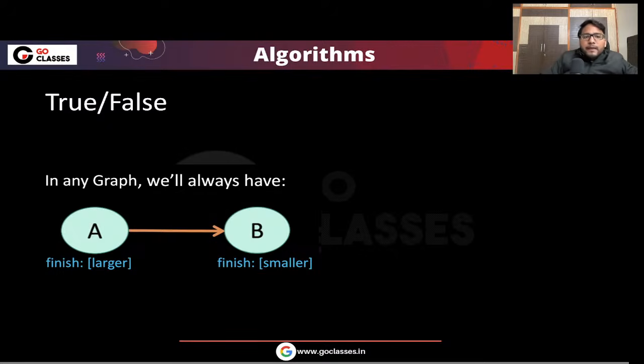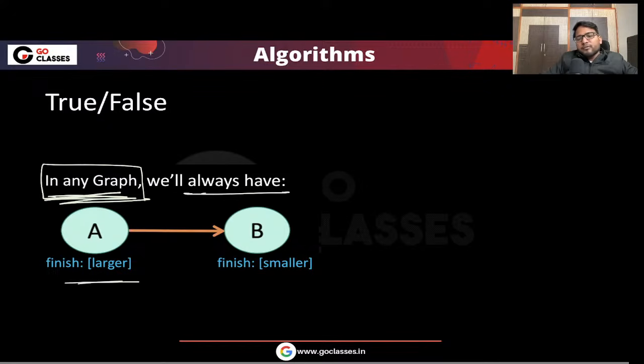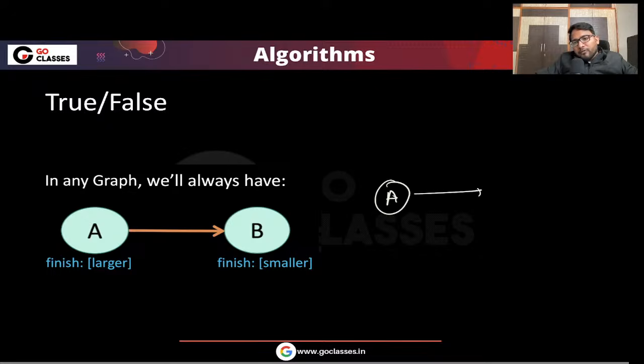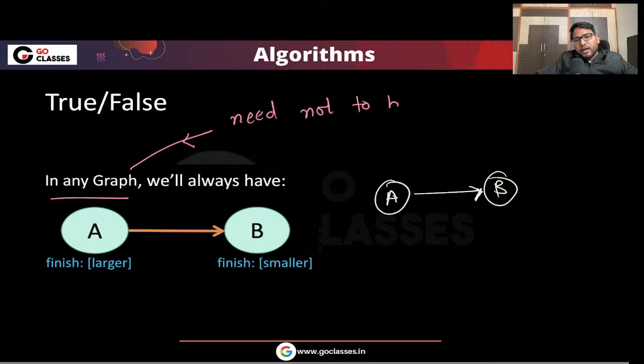Now you tell me, in any graph, is this okay? In any graph, we will always have the finish time, I mean, it will be finishing later. In any graph, for any edge U to B or A to B, can we say it? It need not be, let's suppose, a directed acyclic graph. In any graph, need not be a DAG, is this true?